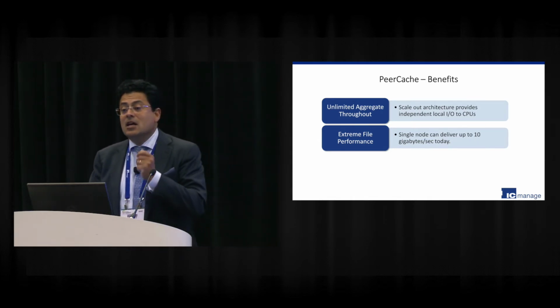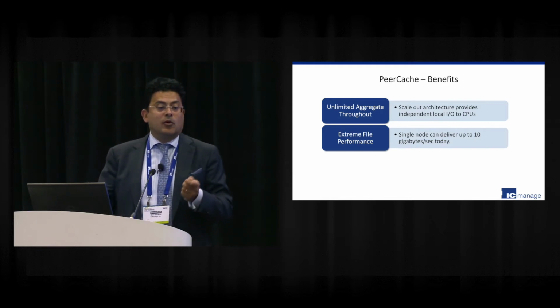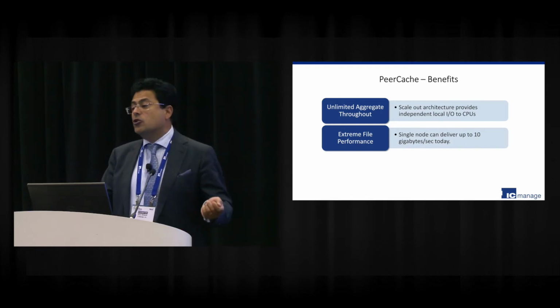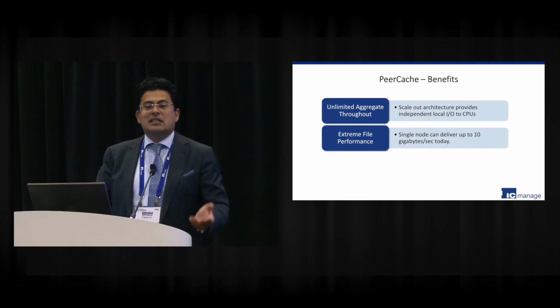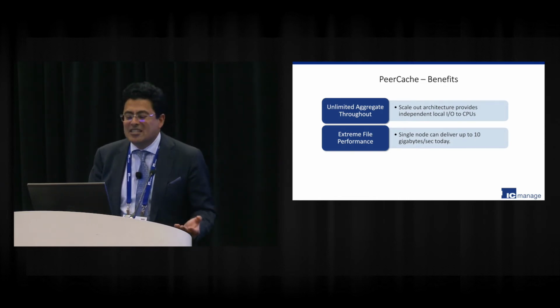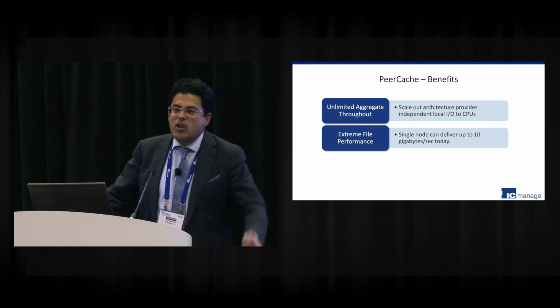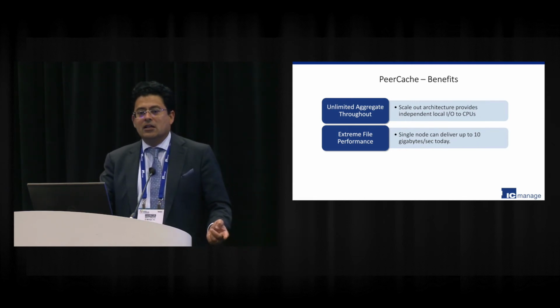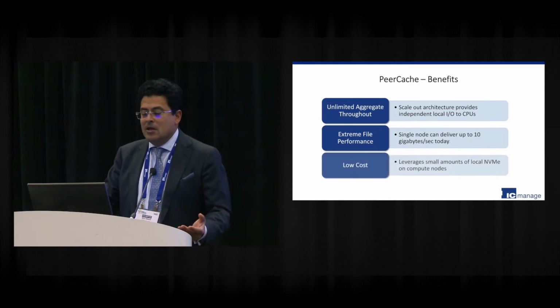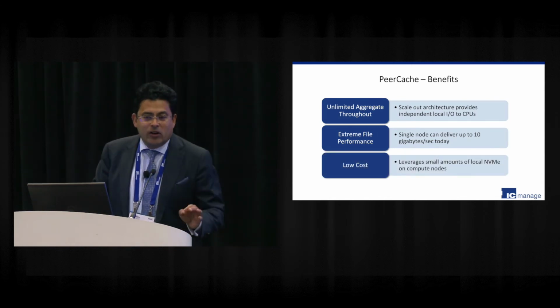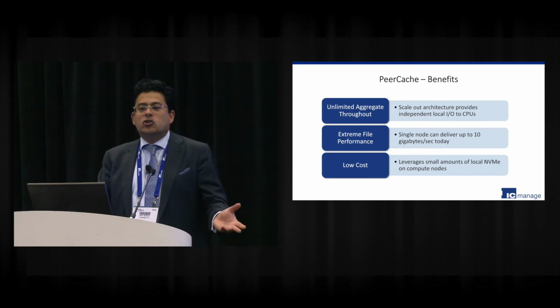A standard Amazon instance, for example, with 2 NVMEs can give you 2 gigabytes per second of I/O. And something like a C5D 18xlarge can give you 10 gigabytes. Guys, this is per node, right? So unlimited aggregate throughput, this is true scale out. But more importantly, it's very, very cheap because we're not storing your data there.